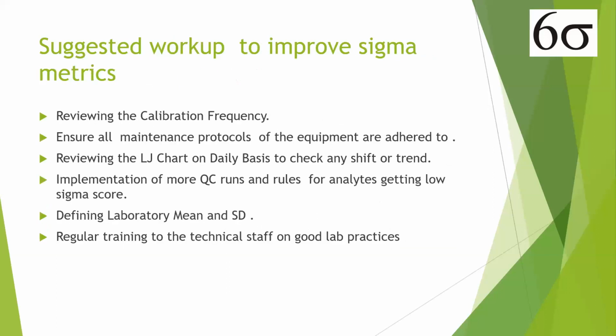So with this introspection, we suggested a workup to improve the sigma metrics. We would review the calibration frequency more aggressively. We would ensure that all the maintenance protocols of the equipment were adhered to properly and fully. We would review the LJ chart on a daily basis to check for any shifts or trends and obviously take action whenever we found any. We would implement more QC runs and rules for analytes where we were getting low sigma scores. We would define lab mean and SD for all analytes as soon as we got the basic data of 20 points. And we would impart regular training to our technical staff on good lab practices.